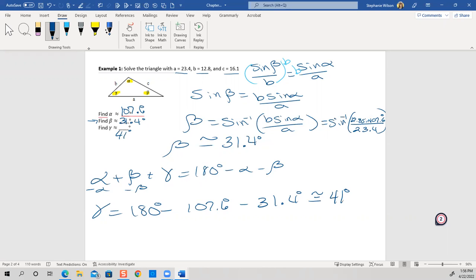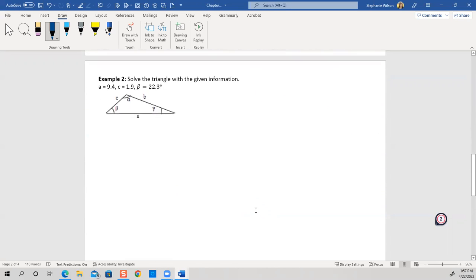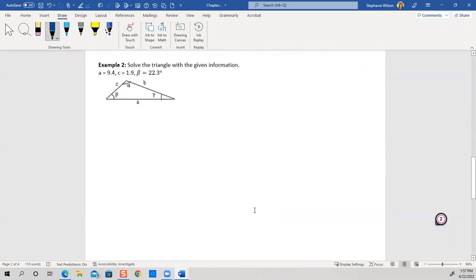And that is what we do. So next, let's do example 2. As you notice in example 2, we're given two sides and an angle, and we want to solve for the other pieces. So we've got side a, side c, and beta. So that means we're left solving alpha, gamma, and b.